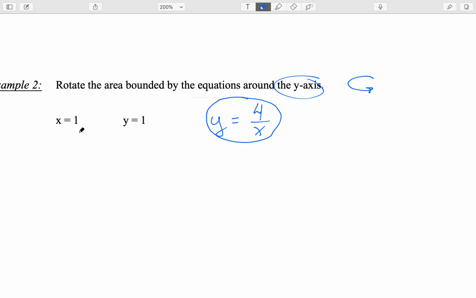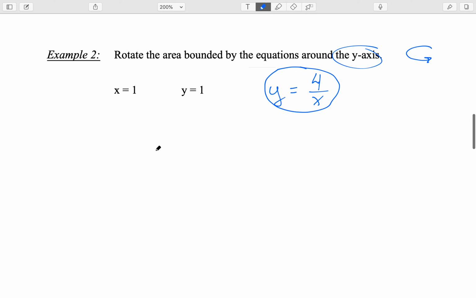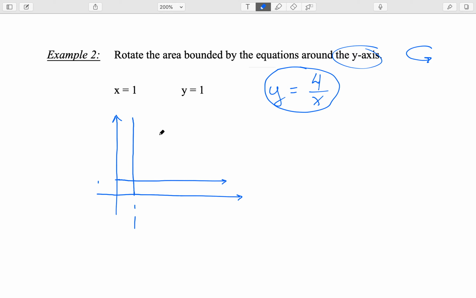That is a curve. Okay, x is equal to 1, y equal to 1. These are straight horizontal and vertical lines. So I'm going to take this region and spin it. Okay, so let's do a quick little diagram of this thing. Oh, that's not good. I can straighten that out. X equal to 1 is right there. Y is equal to 1 is right there. Horizontal line and vertical line.